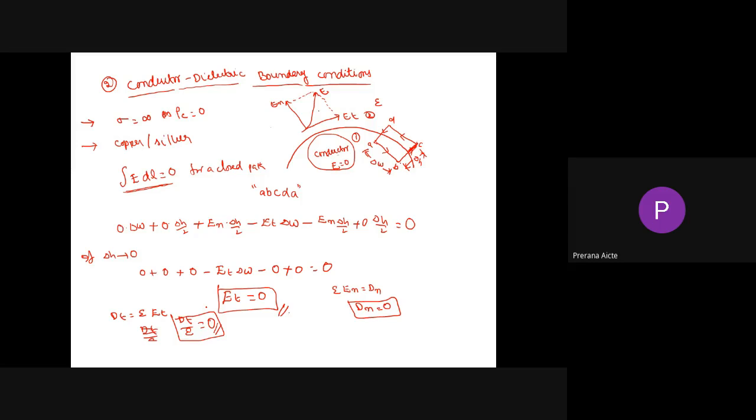So these three equations, that is E of t is equal to 0, D of t by epsilon is equal to 0, and D of n is equal to 0, must be satisfied at the boundaries for a conductor-dielectric medium in which the conductor is assumed to be a perfect conductor, that is, inside the conductor E is equal to 0.